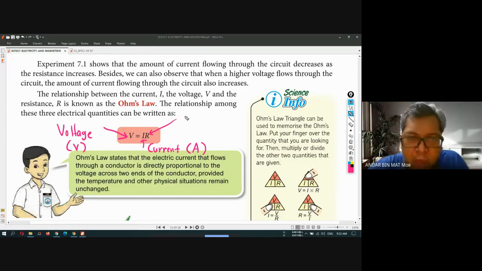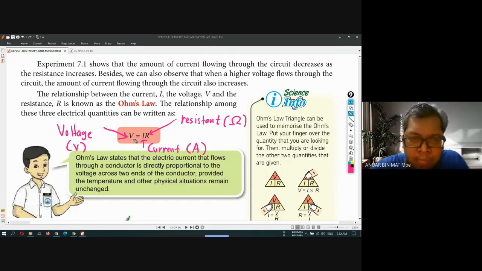How about resistance? How about R? Okay, never mind, I'll just give you the answer. R is resistance. And the unit of resistance is the ohm. Omega symbol here. We call it ohm.